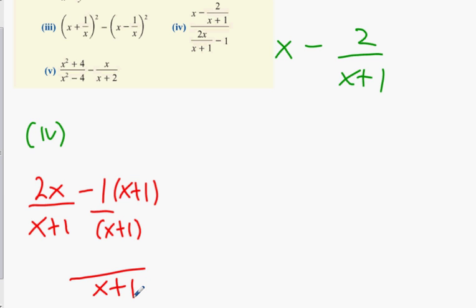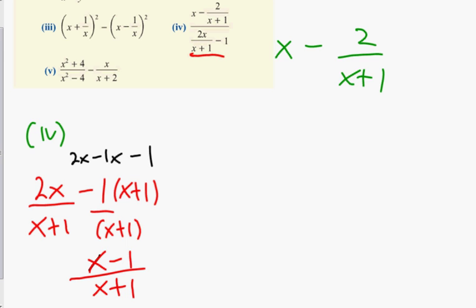2x. To save yourself a bit of space, just write it above. 2x minus 1x minus 1. And that is, I'll go back to red here, x minus 1 over x plus 1. Denominator is red. Denominator is achieved.